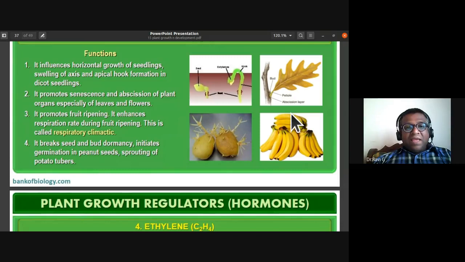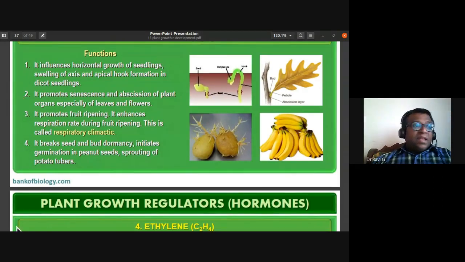Okay, the ethylene gas promotes fruit ripening. It enhances the respiration rate during fruit ripening. So it multiplies or increases the respiration rate during the ripening of fruit. This increase in the rate of respiration during ripening of fruit, we call it respiratory climacteric. Since it is the climax process, the ripening part of it, this increase in respiration during the ripening of fruits, which is brought about by ethylene, we call respiratory climacteric.